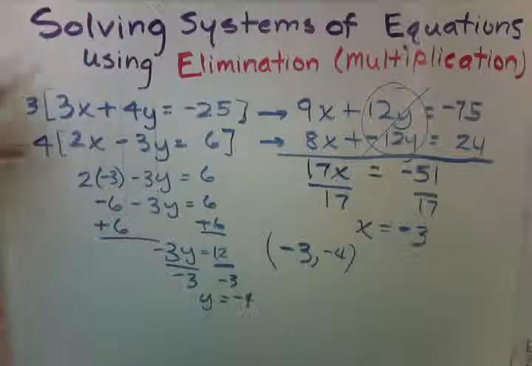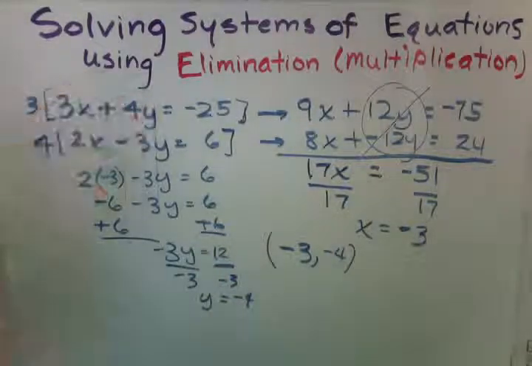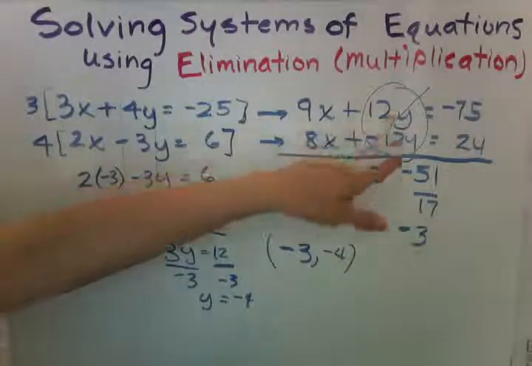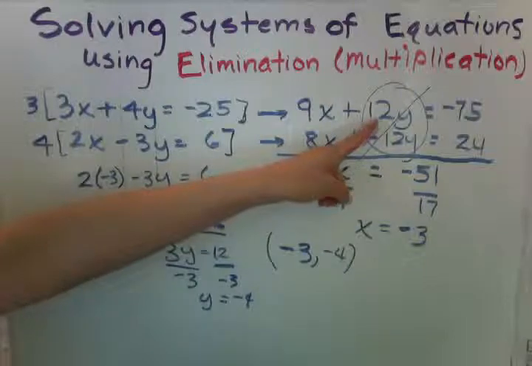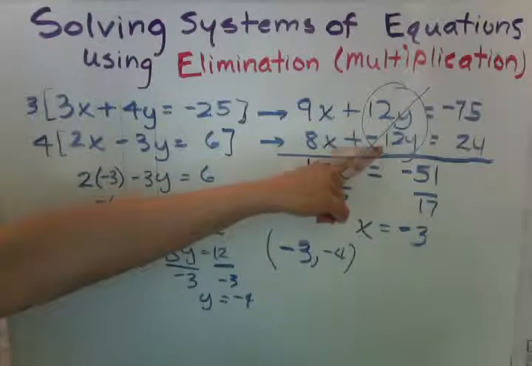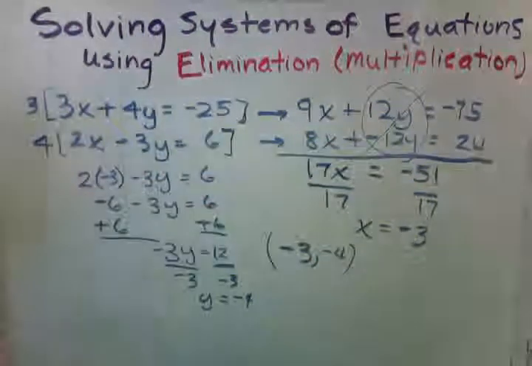So what was confusing about this problem was we weren't able to eliminate any of the variables unless we manipulated the first equation and the second equation to have a common number, but the inverse of each other. A negative 12y and a positive 12y cancels out.